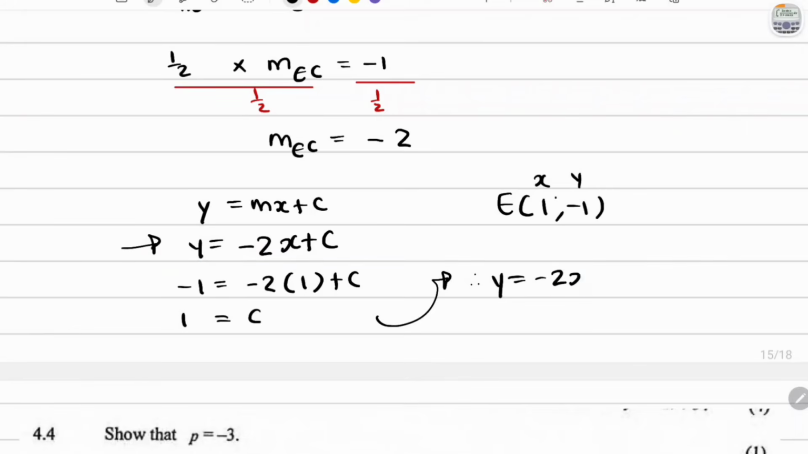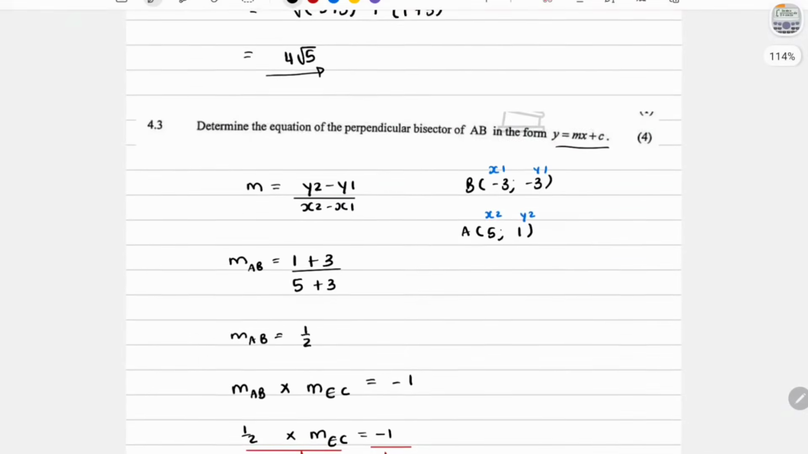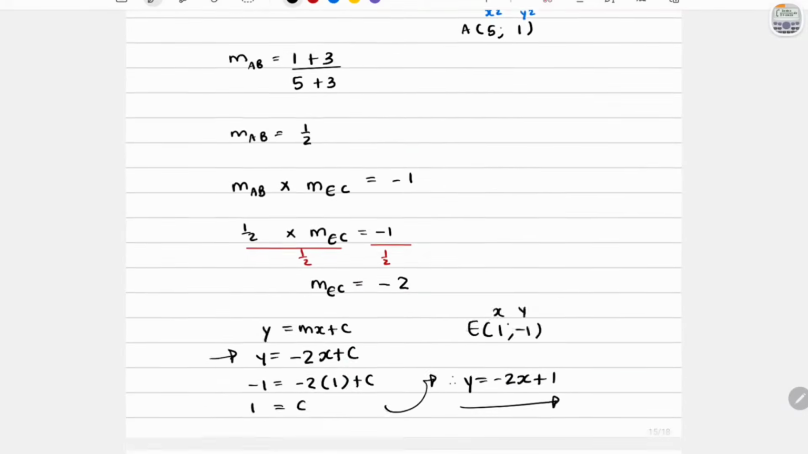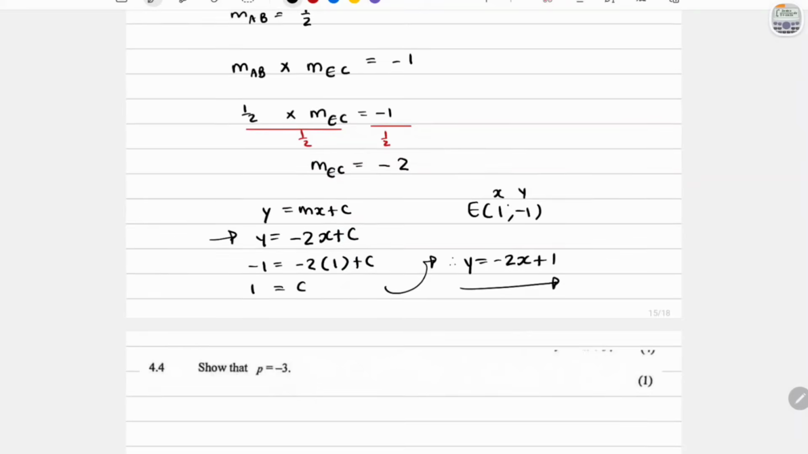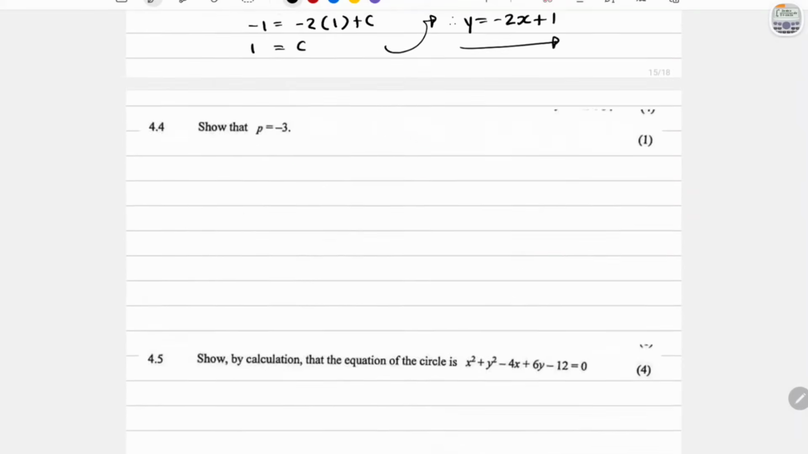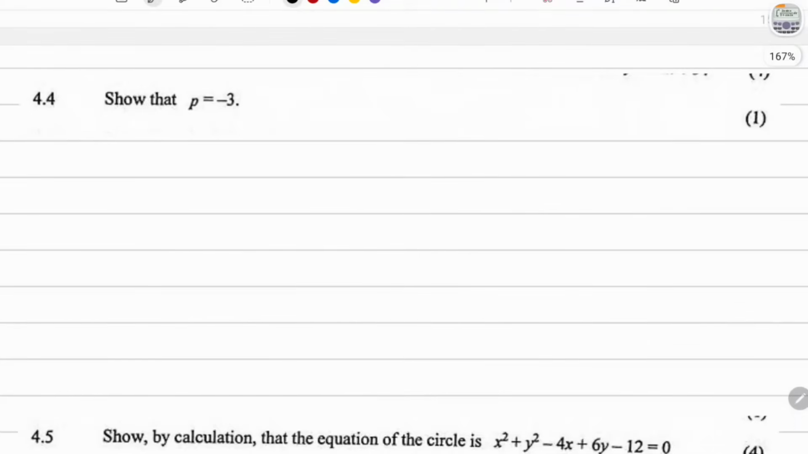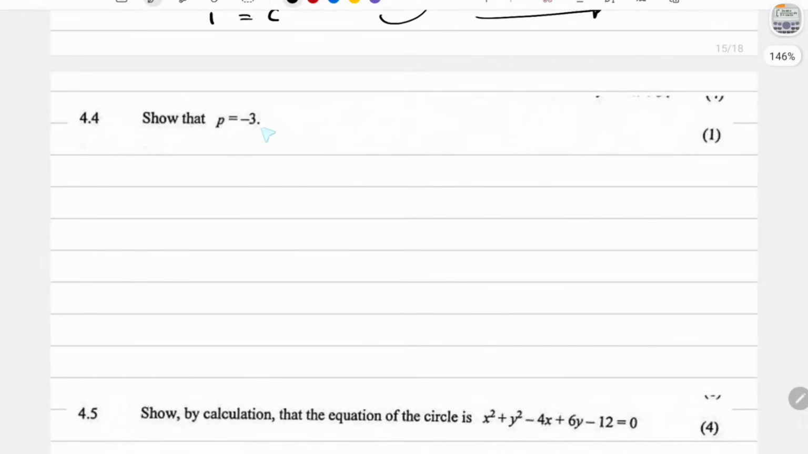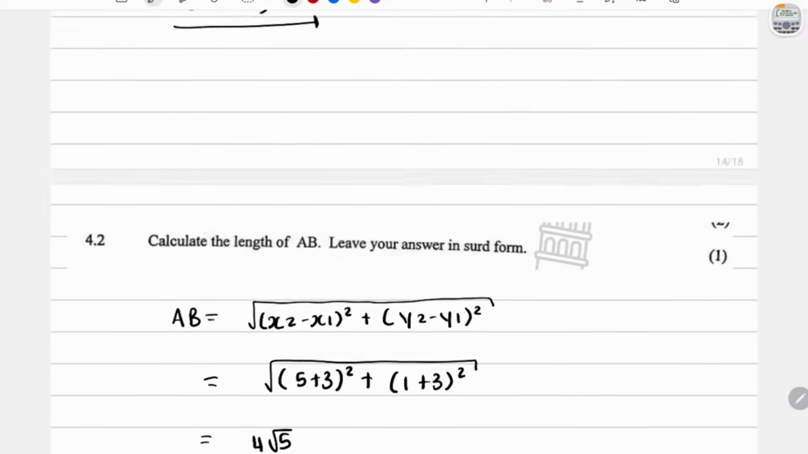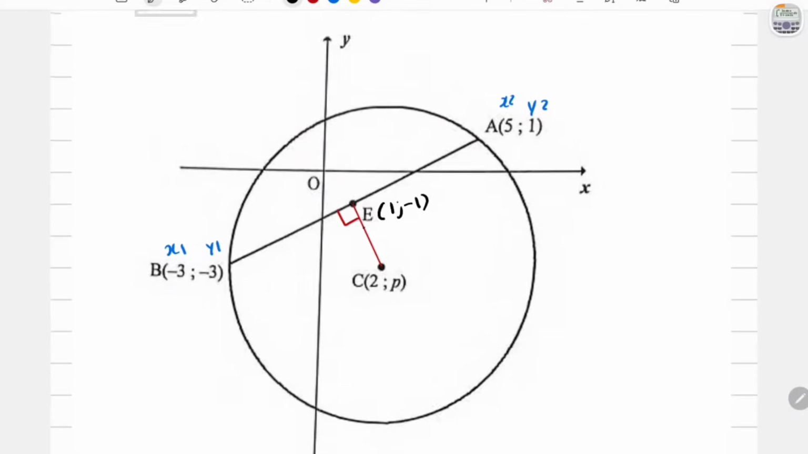So -2x plus 1. And that is the equation of the perpendicular bisector of AB, which is of course that line EC. Okay, so that is it for 4.3. Moving on to 4.4, which says, show that P is equal to -3. Okay, P is equal to -3.